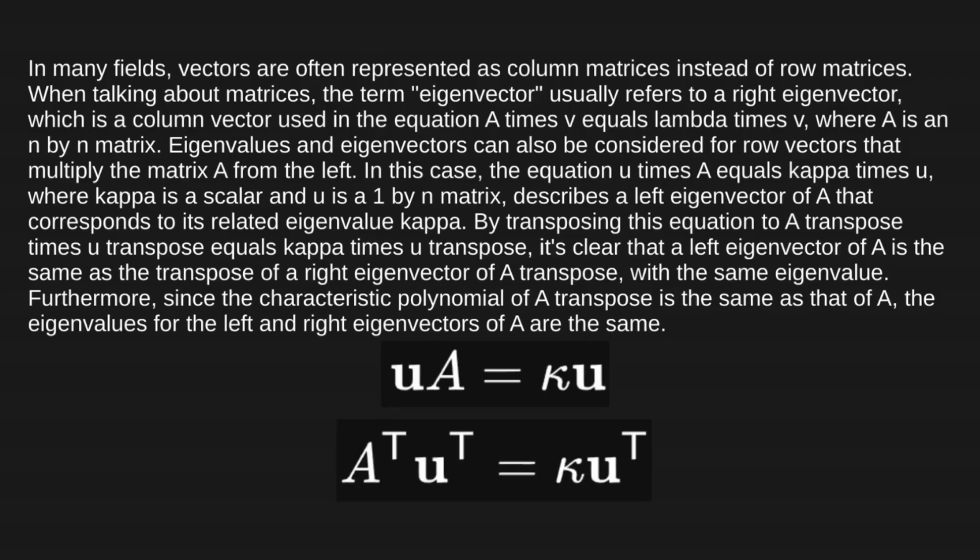By transposing this equation to A transpose times u transpose equals kappa times u transpose, it's clear that a left eigenvector of A is the same as the transpose of a right eigenvector of A transpose, with the same eigenvalue. Furthermore, since the characteristic polynomial of A transpose is the same as that of A, the eigenvalues for the left and right eigenvectors of A are the same.